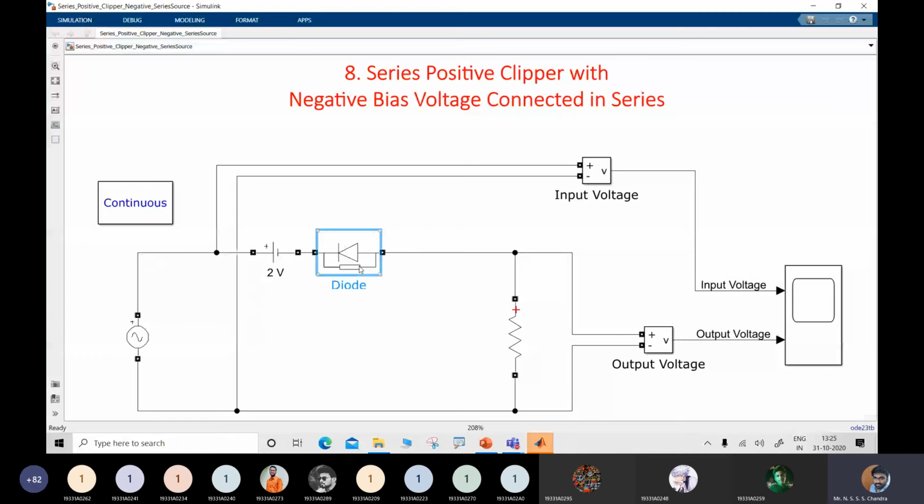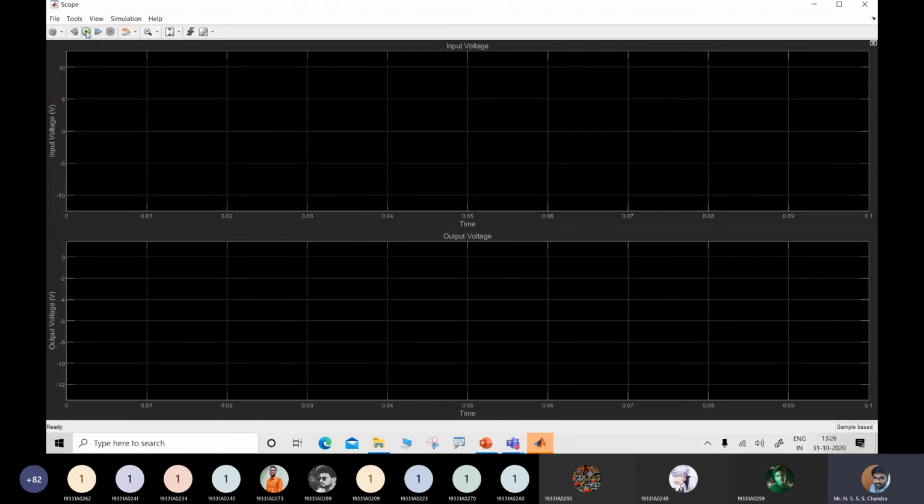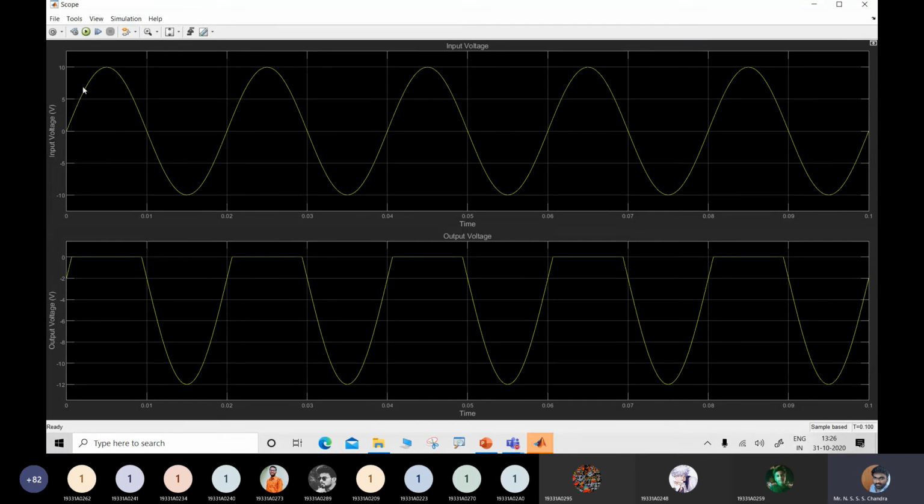Initially your diode voltage is 0, I've taken. So when the diode is conducting, your voltage should be equal to -10 and then -2, so you should go until -12 volts. So let us check if it's working. These are all positive clippers, that's why I'm considering this negative voltage alone.